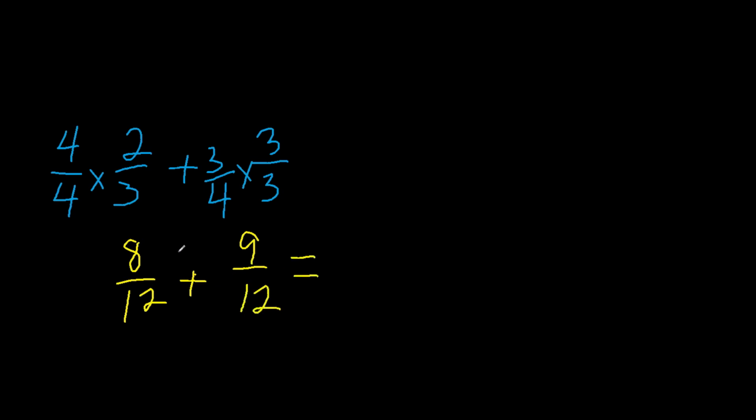All we have to do is add the numerators. 8 plus 9 is 17. And the denominators stay the same. So 17 over 12. Now it's greater than 1, and 12 over 12 is 1. So if you subtract 12 from 17, we get 5/12. And that's the smallest number that we can reduce that to.